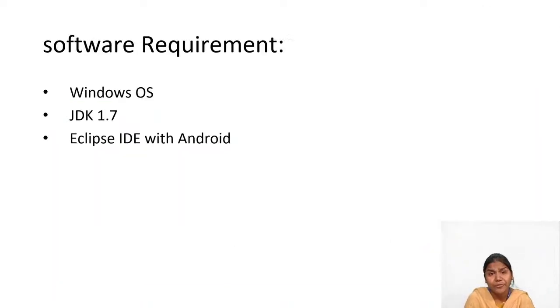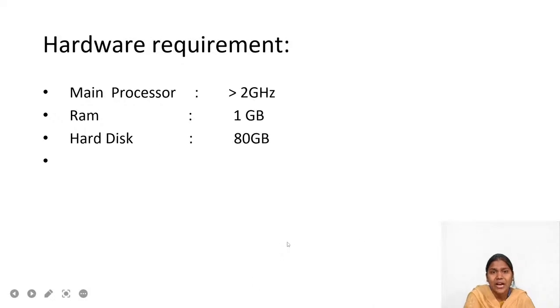Here come the software requirements. To develop our application, what are all the various software requirements we are going to need? First, the Windows operating system. Next, we are going to use Visual Studio. Here come the hardware requirements: a processor of greater than 2 gigahertz, RAM of 1 gigabyte, and a hard disk of 80 GB.